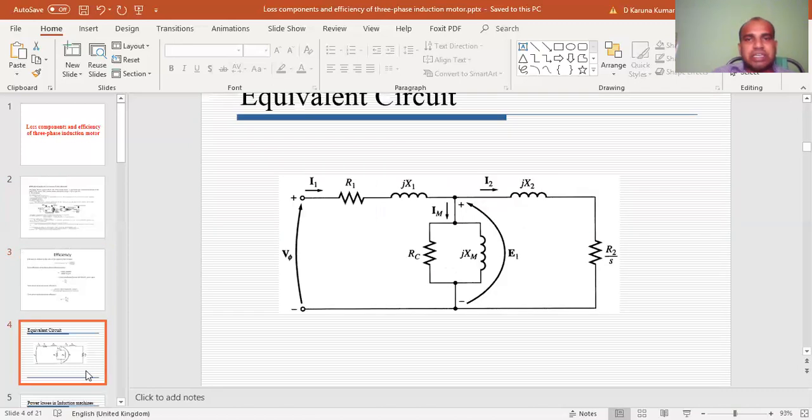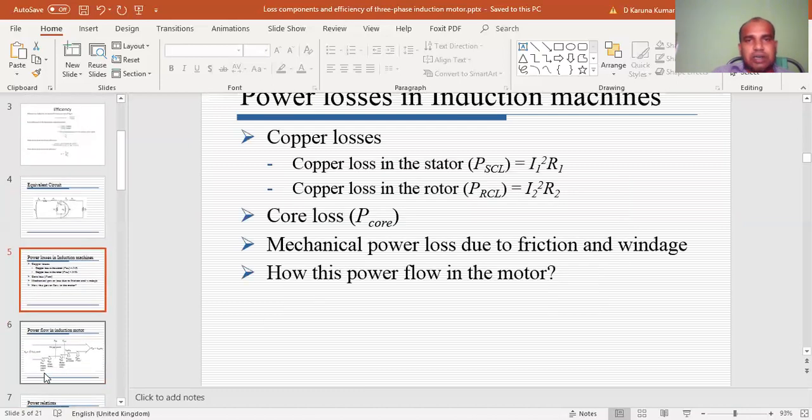The next one is the equivalent circuit of the induction motor. In the equivalent circuit, the primary stator winding is R1, X1, the rotor winding is R2, X2, and this shows the loss components. The losses are copper losses, core losses and mechanical power losses. The copper losses are stator copper losses I1 squared R1 and rotor copper losses I2 squared R2. Core losses and mechanical power loss are due to friction and windage losses.